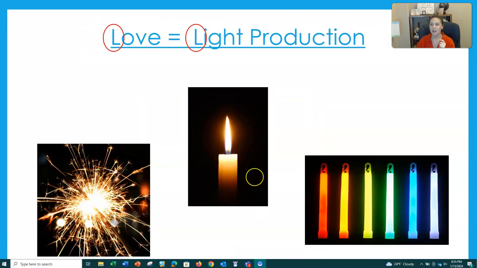Okay, now we've got light production. So when we say crack those glow sticks, and this chemical mixes with this chemical, it's going to have a chemical reaction that emits light. Chemical reaction. Fireworks, chemical reaction, okay?